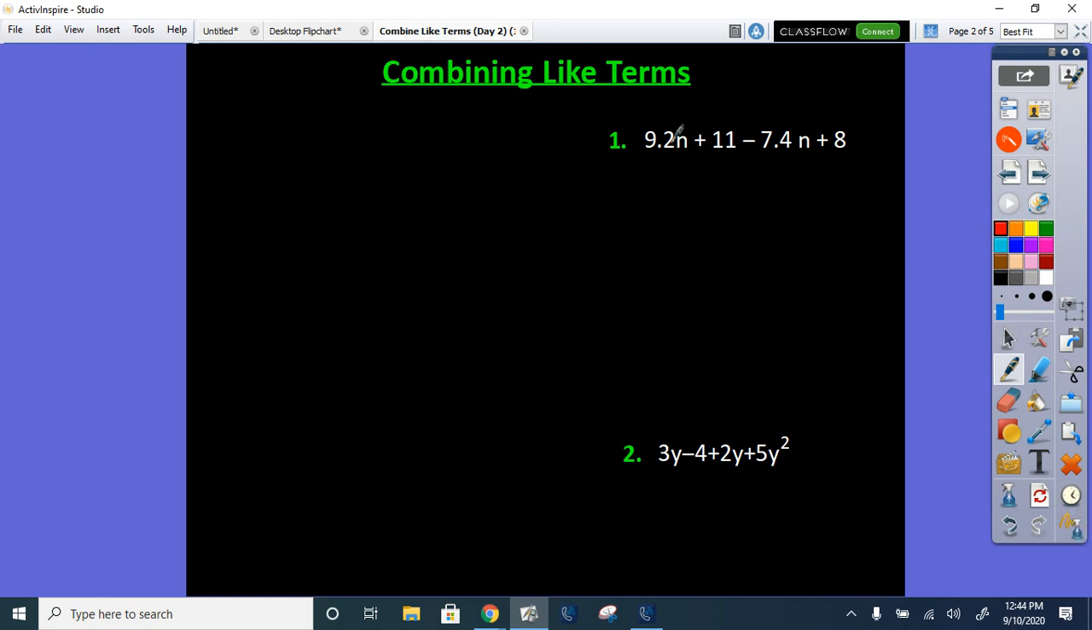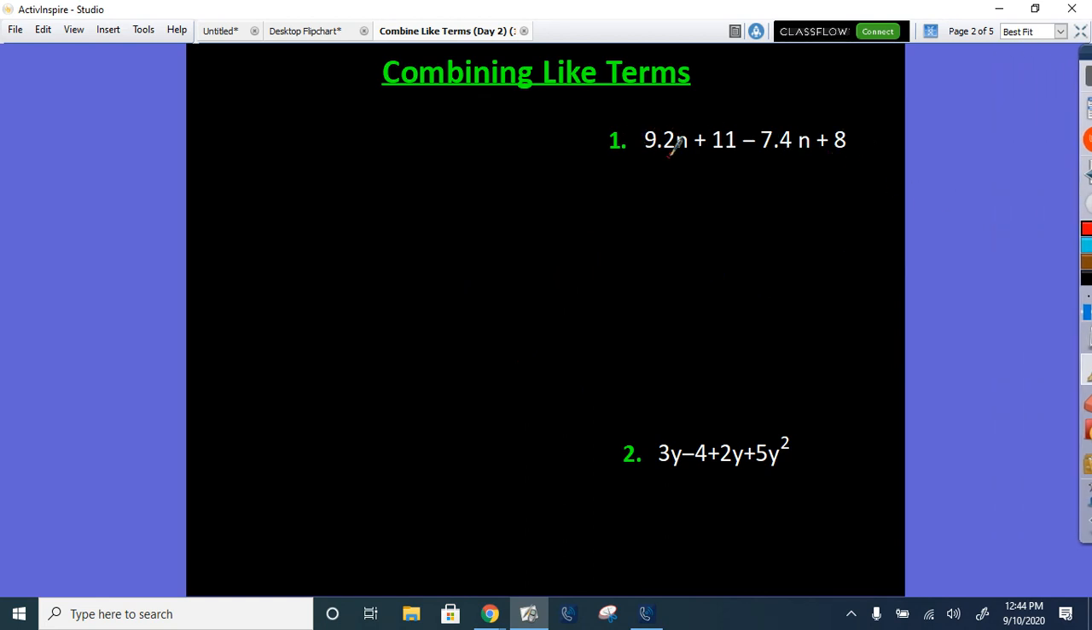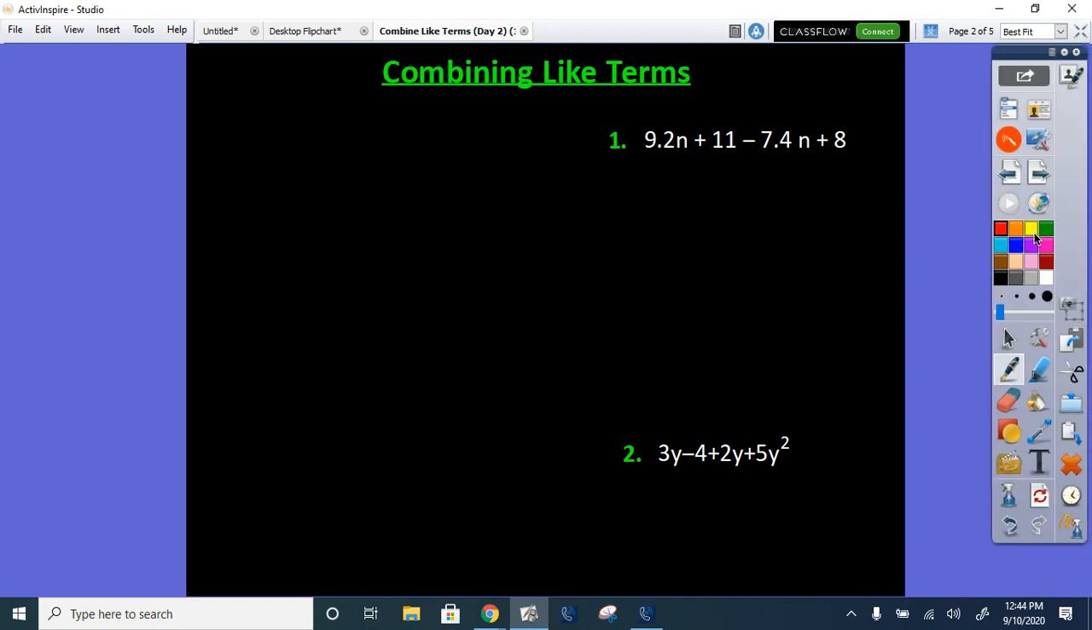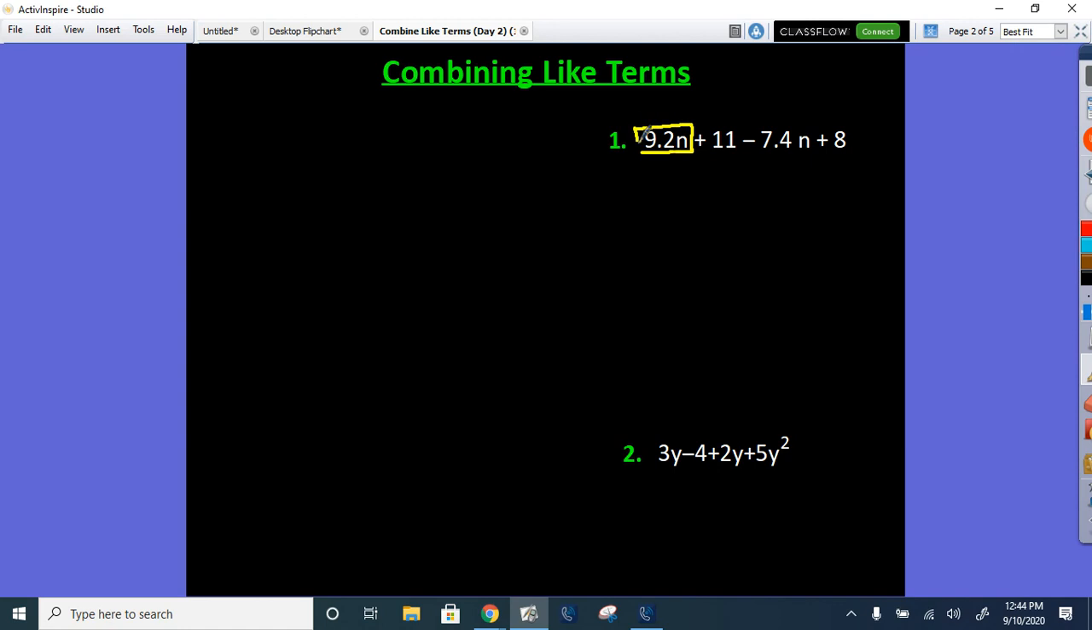So here I'm looking for like variables first. So I'm looking through and see I have this variable n, okay? So I have this 9.2n. I'm going to put a box around that right there. Now that's a positive 9.2n. Okay? I also have another n in this line, and notice what I'm going to do is I'm also going to box this off, and I'm also going to include the sign because that not only tells me I'm going to subtract the 7.4n, I'm going to actually read this as a negative 7.4n.